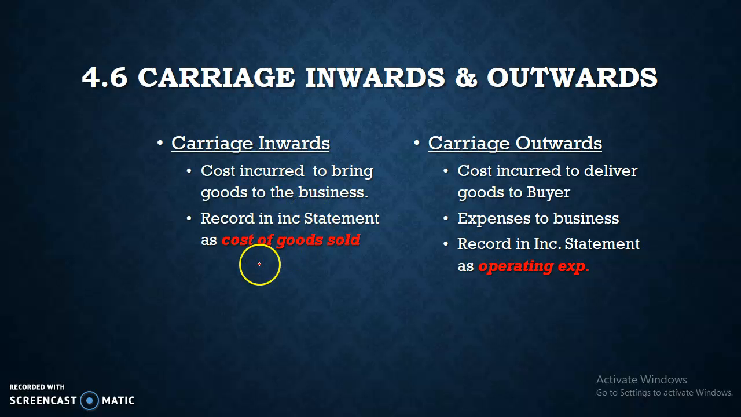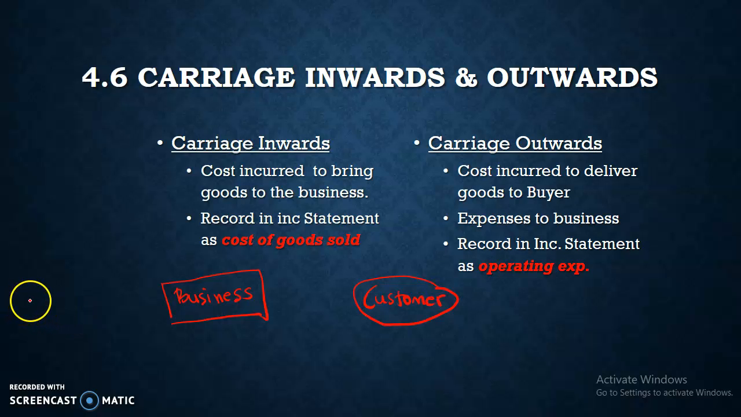Now, let's draw some pictures in order to have more understanding about this. Okay, now let's say you are the business. So put yourself in the middle. Your right side is your customer. And your left side will be your supplier.